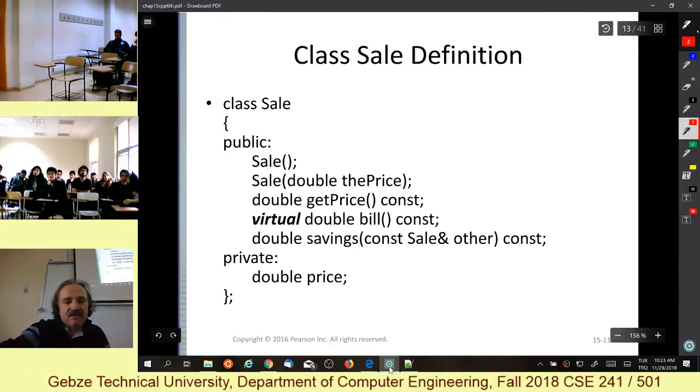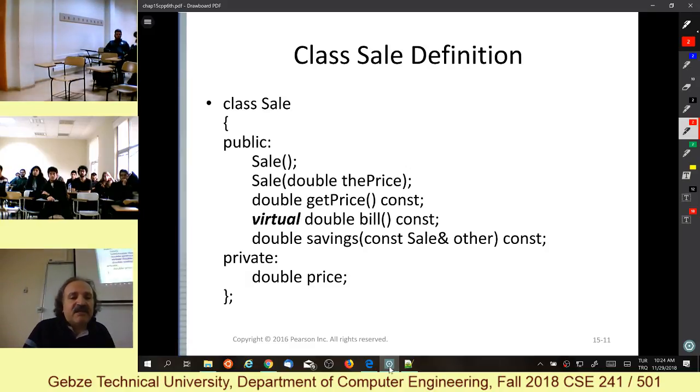Okay, so this is a virtual bill, and I have double savings, as I said. It takes the reference to the base class, and on this reference I call bill. That's why I don't know which bill is called. Is it the base class bill or the derived class bill? I will not know that until the runtime.